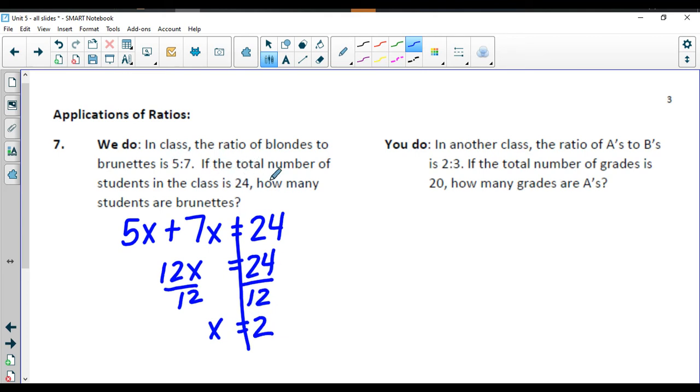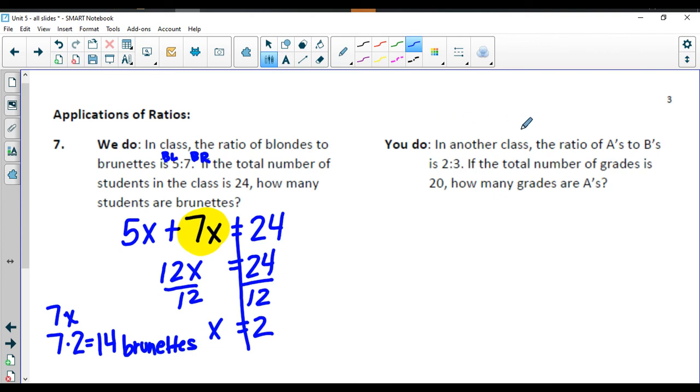So the total number of students is 24. How many students are brunettes? So blondes was 5 to brunettes was 7. So this part of my equation right here, the 7x, represents the brunettes in the class. Since x is 2, I'm going to do 7 times 2. Remember from 7x, we went 7 times 2 because x was 2, so we get 14 brunettes in the class.